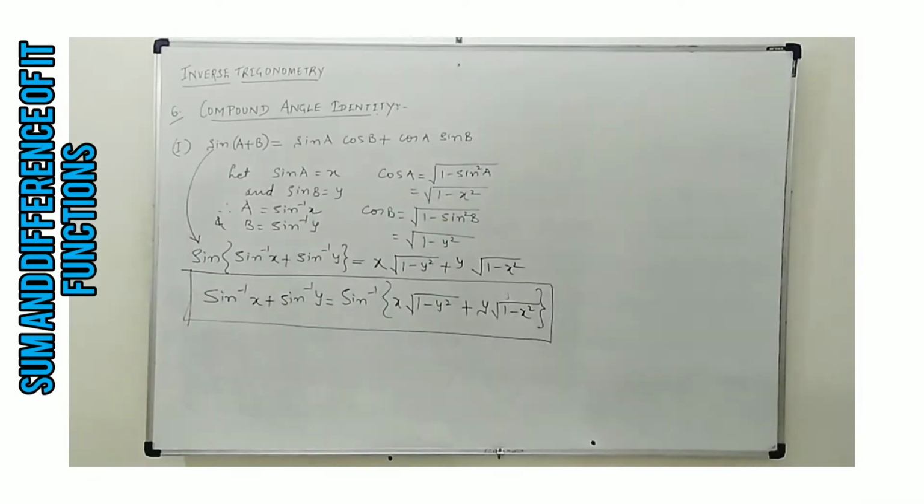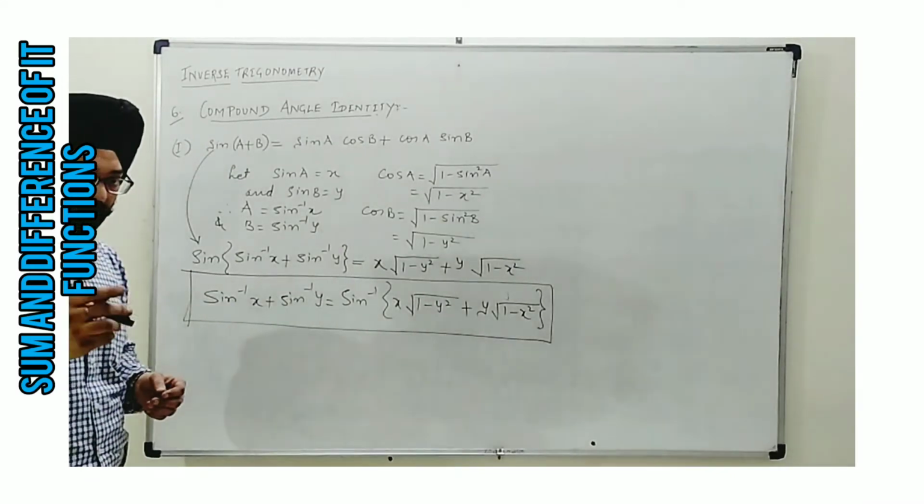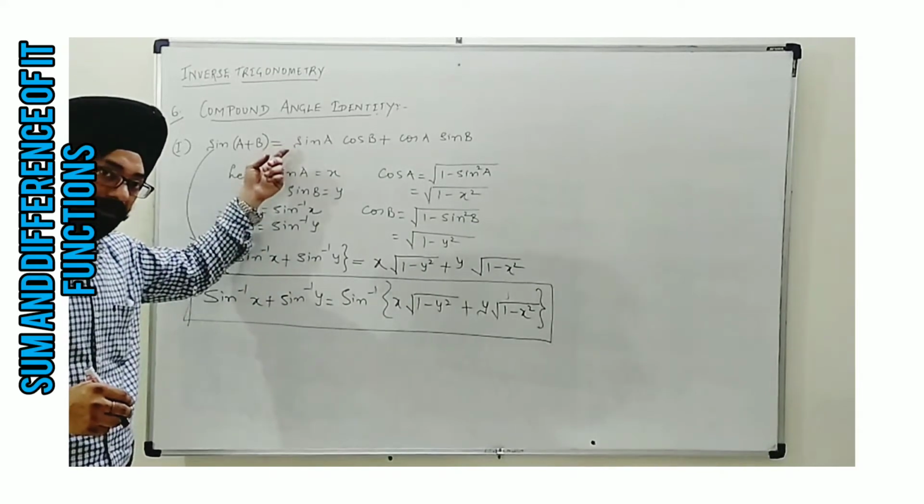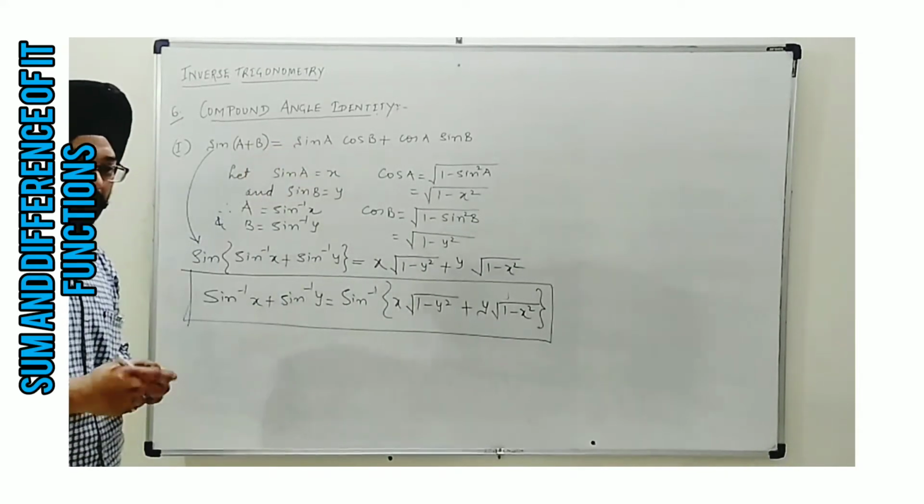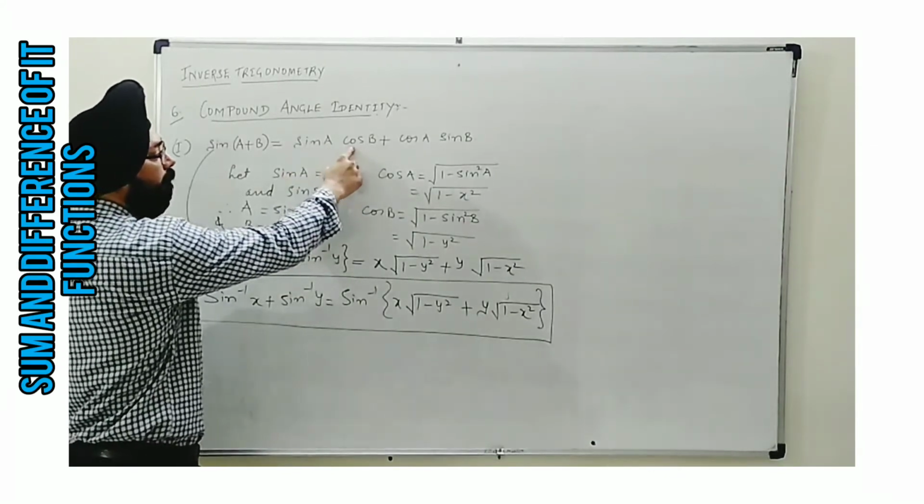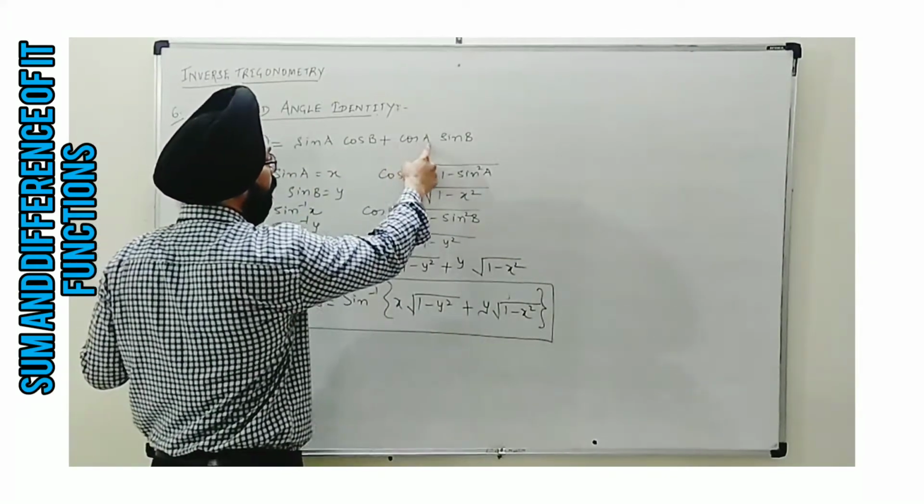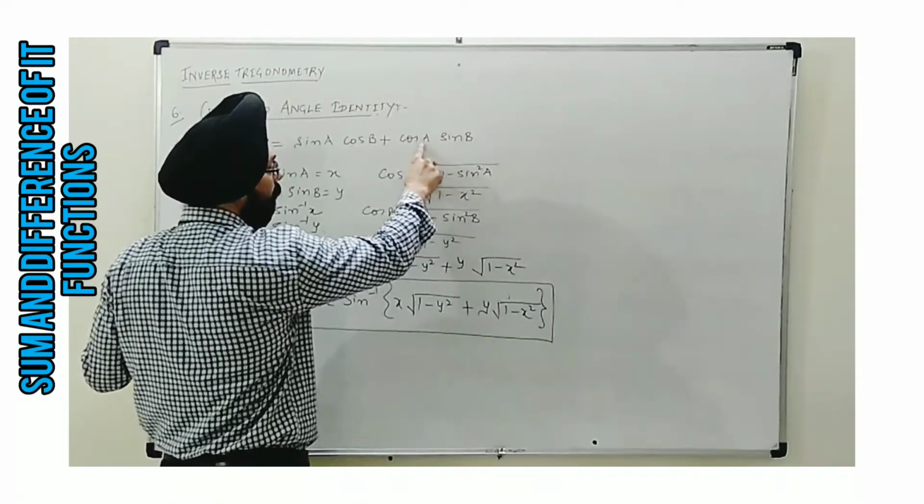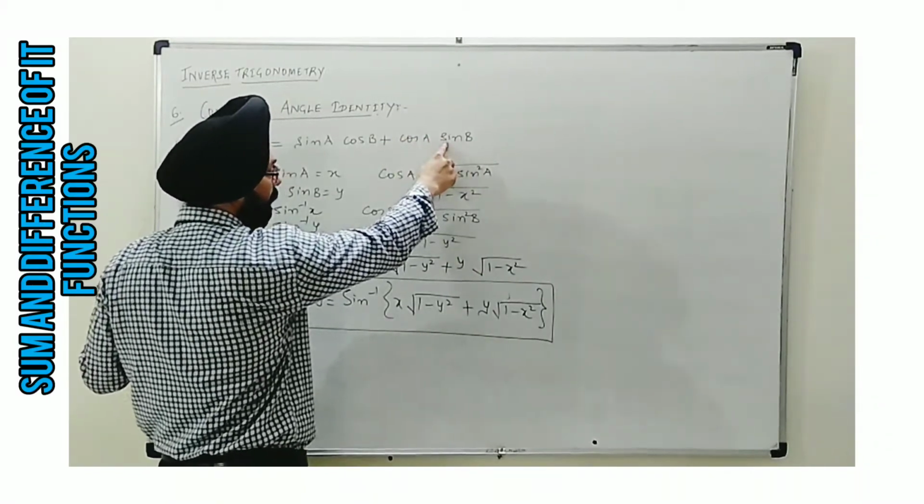I hope you have understood. Now, how to keep it in mind? Let me tell you. It looks just like the identity from trigonometry. How? On the right hand side, one time A comes with sine and B comes with cos. Then in the second term, they are interchanged: A goes with cos and B is taken with sine.